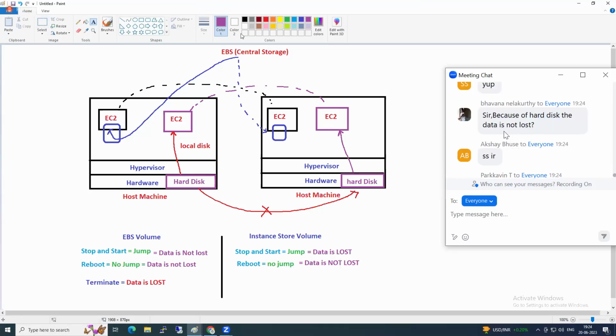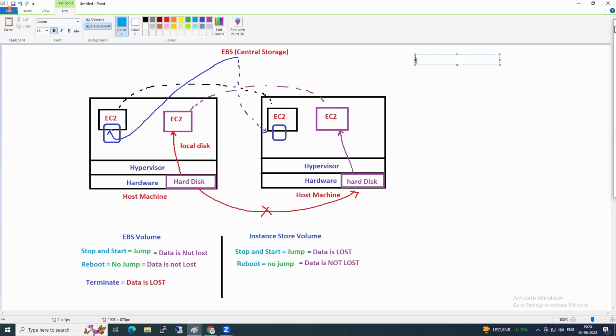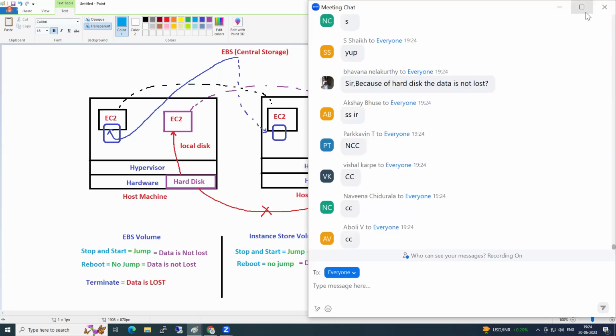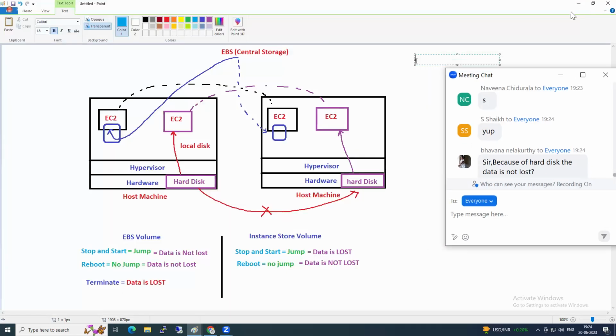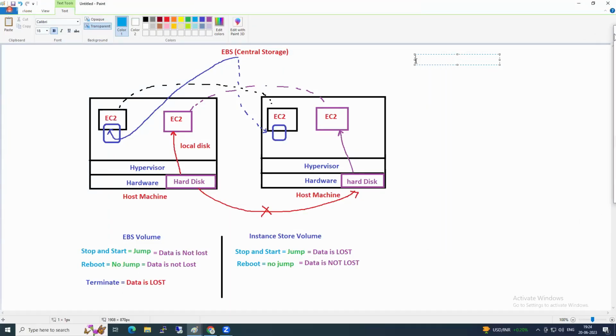Now, whenever you launch an EC2 instance, guys, concentrate. The instance gets launched because we trigger it; we go and launch it. But who will help us get it launched? AWS only. AWS has to confirm whether it is properly launched or not. If it is properly launched, we are able to log in. If it is not launched properly, we are not able to log in.